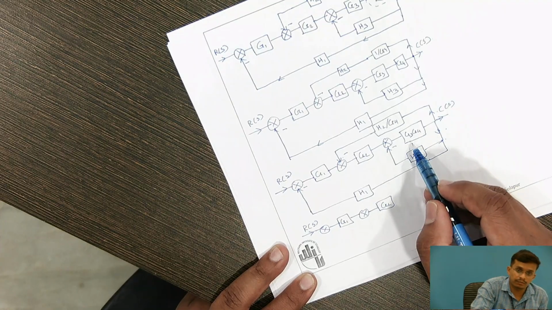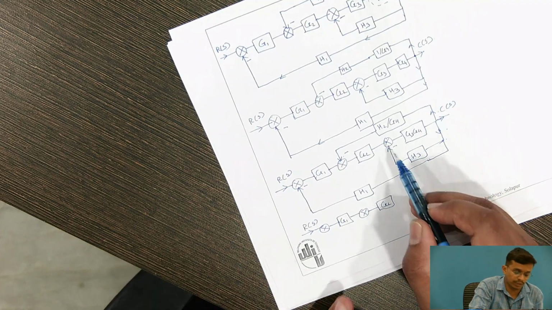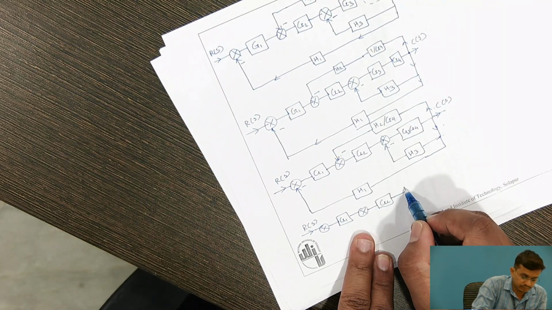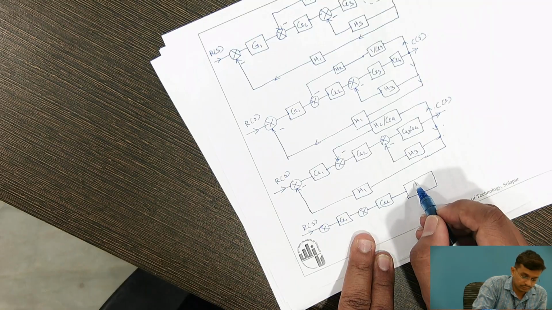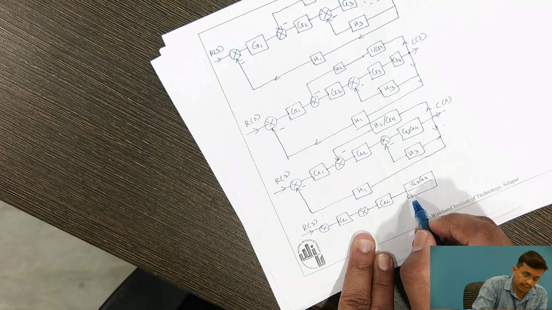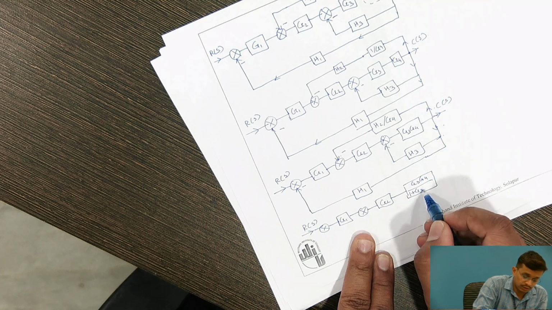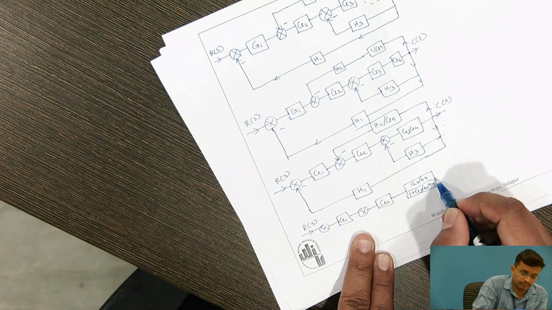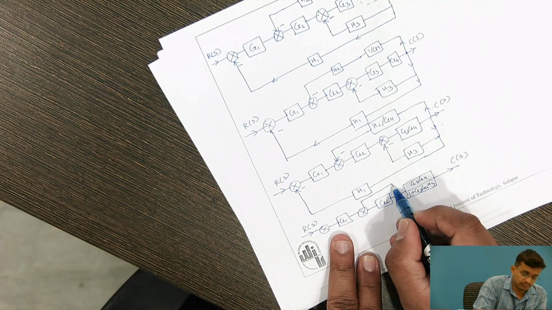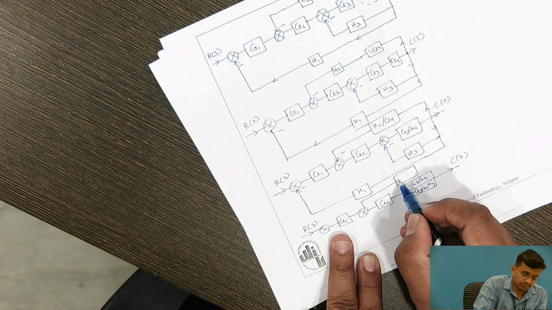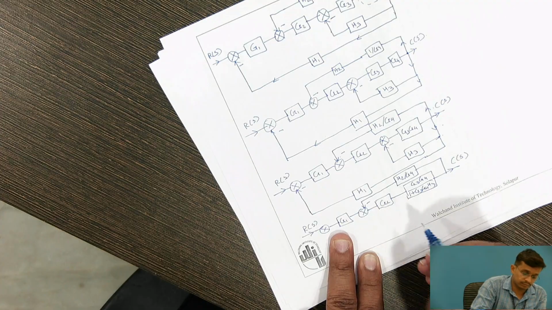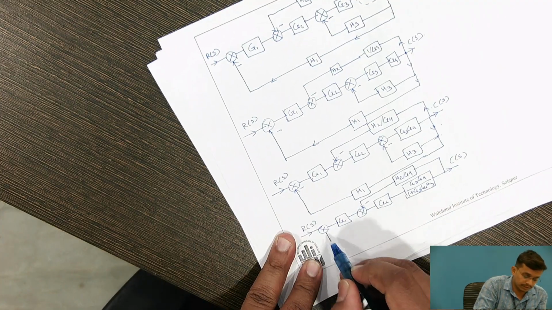Now we are going to apply the minor feedback loop. So this summing point will be eliminated and the new resultant block will be G3 G4 upon, here is a minus sign, so we will take it as a plus, 1 plus G3 G4 H3. The other portion will remain the same.